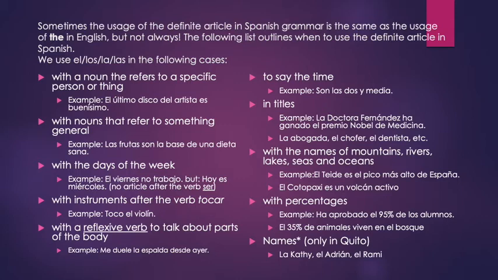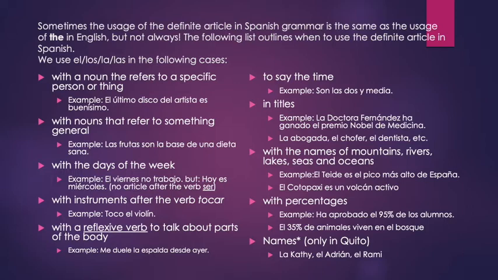With percentages. So for example, ha aprobado el 95% de los alumnos. The 95% of students has approved. So the 35% of animals live in the forest. El 35% de animales viven en el bosque.